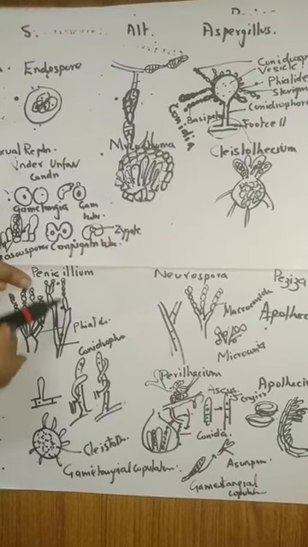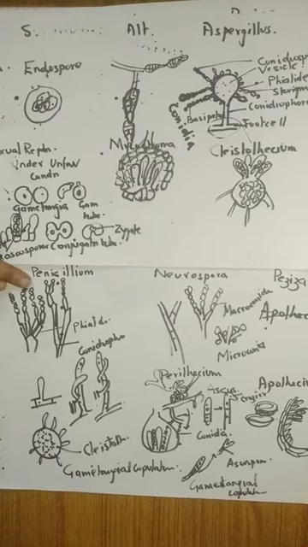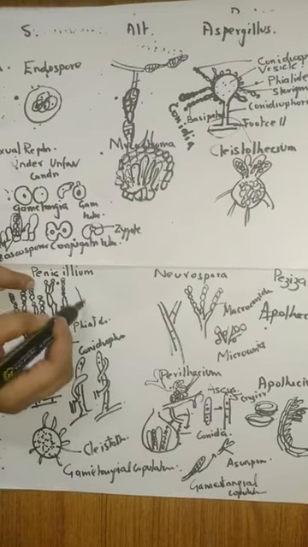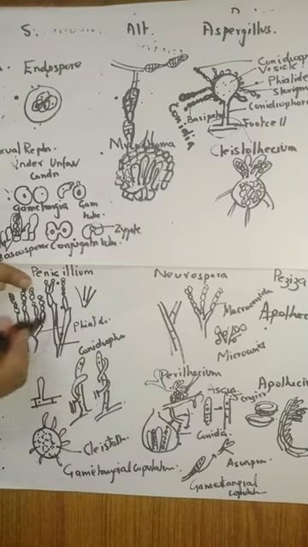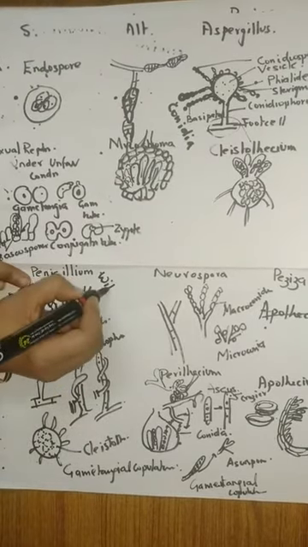The asexual structure, or the sterigma bearing conidia, looks more or less like a broom of a witch. So this genus is known as the witch's broom. This state of the genus is known as witch's broom.